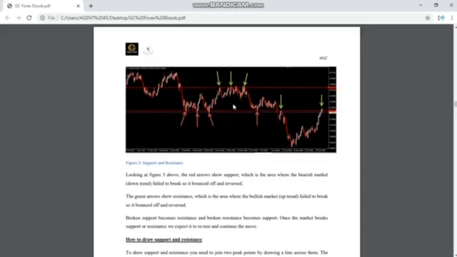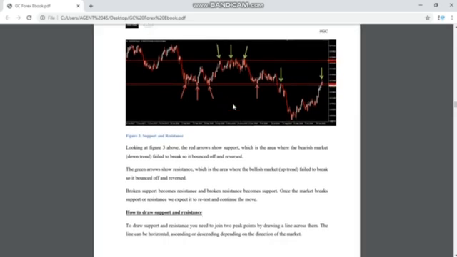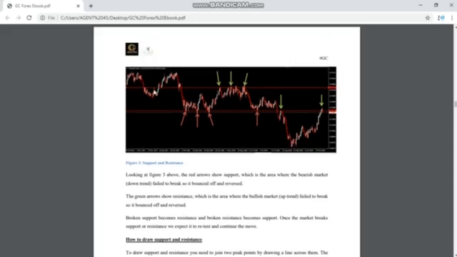So the green arrows show resistance, which is the area where the bullish market or the uptrend failed to break, so it bounced off and reversed. Broken support becomes resistance, and broken resistance becomes support. So once the market breaks support or resistance, we expect it to retest and continue the move. So as we can see here, that will be our resistance and that will be our support.